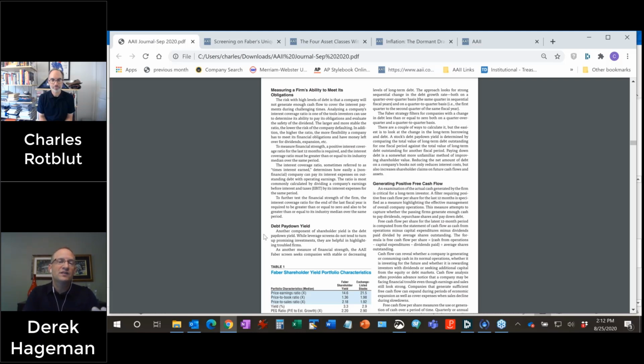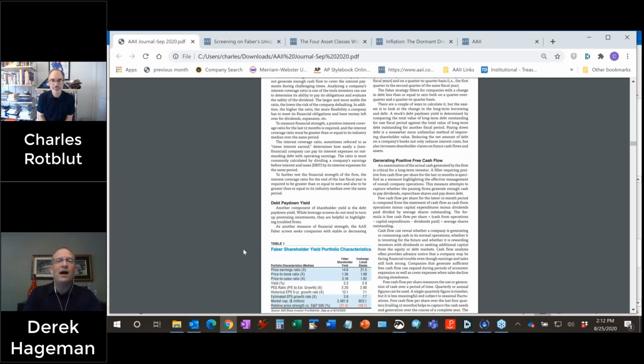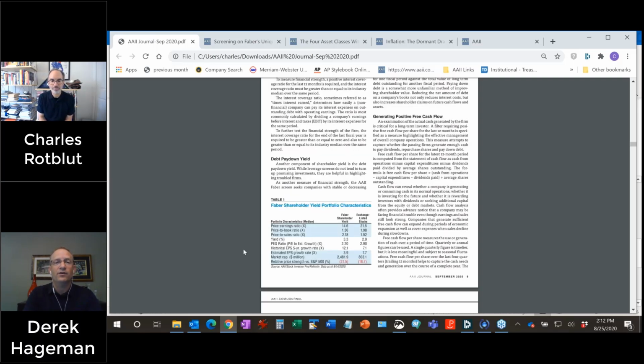So the larger and more stable the ratio, the lower the risk of the company defaulting. To measure financial strength, a positive interest coverage ratio for the last 12 months is required for our screen, and the interest coverage ratio must be greater than or equal to its industry median over the same period. And just to get into what the ratio actually is, it is most commonly calculated by dividing a company's earnings before interest and taxes, its EBIT, by its interest expenses for the same period.